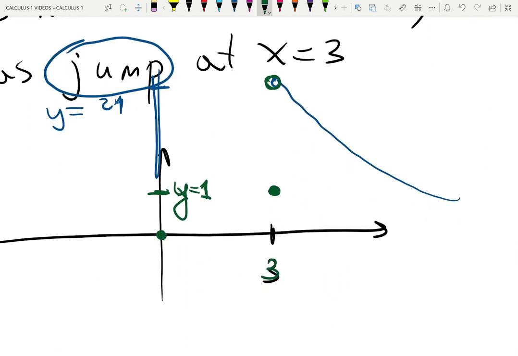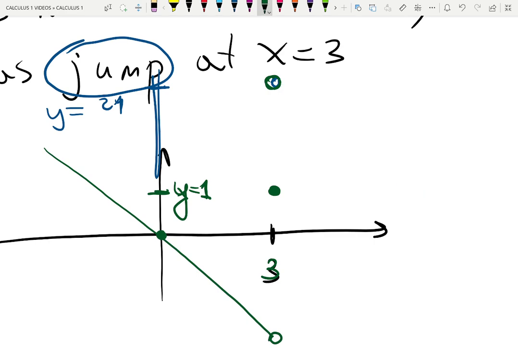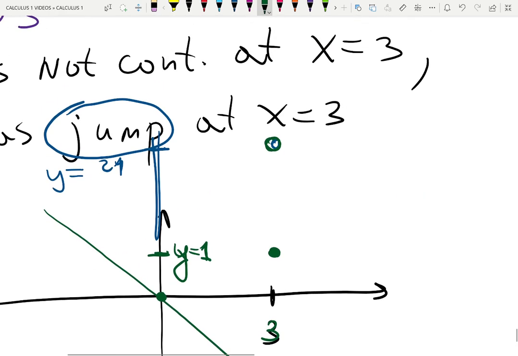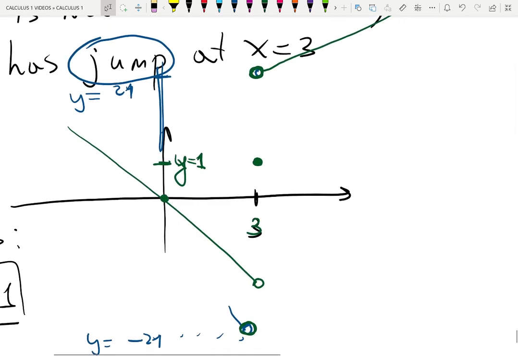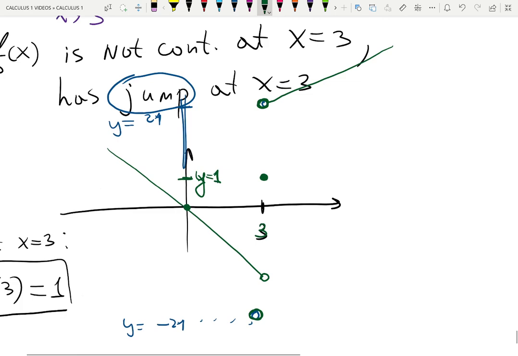At 0, the first line is 0, and then at 1, it is negative 7, I think. So it's going down like so, has an open hole, and the side on the right is also going down like so, and has a hole at 3. The height of the hole on the top is 21. The height of the hole at the bottom is negative 21. And there is a filled-in point at 3 on the height 1. And here is the graph.